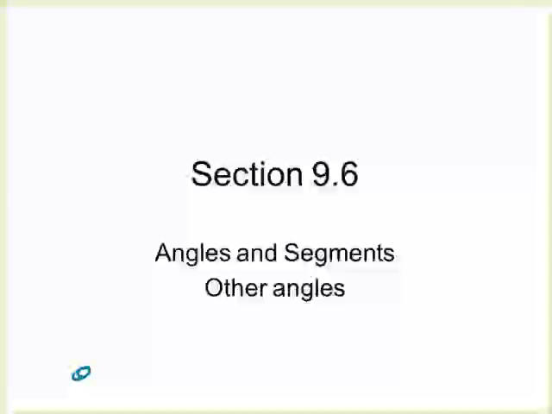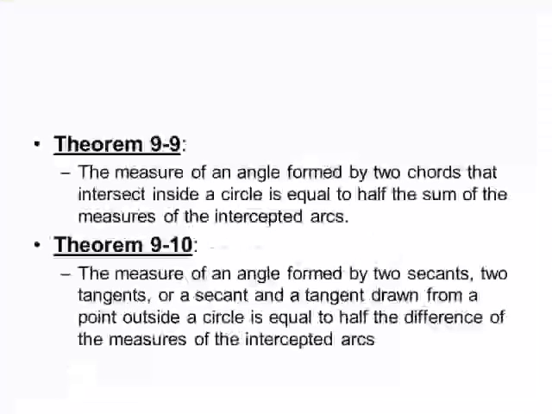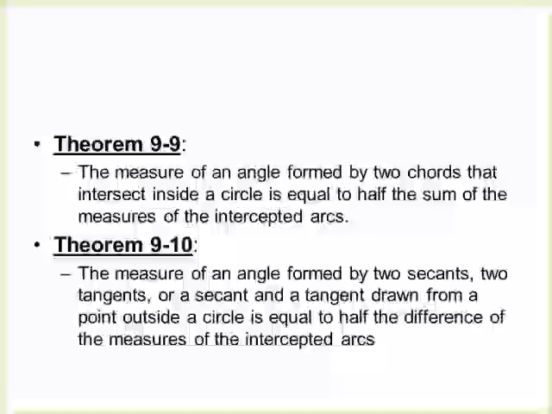Angles that can be formed inside of circles or outside of circles by some of the special lines that we've talked about already. We have two theorems for today. Theorem 9.9 says an angle formed by two chords that intersect inside of a circle. So we'll get a picture for this one.